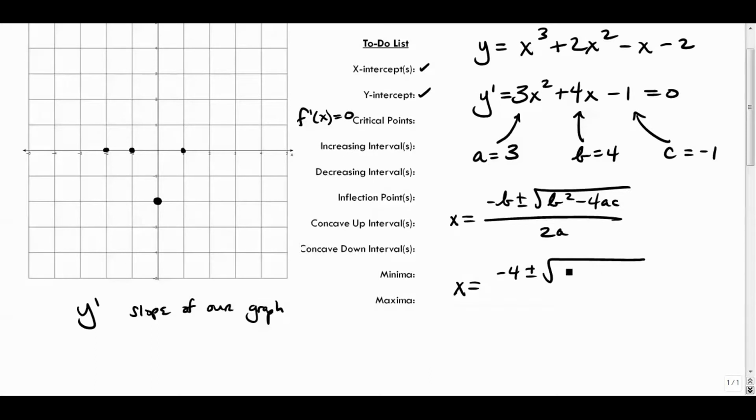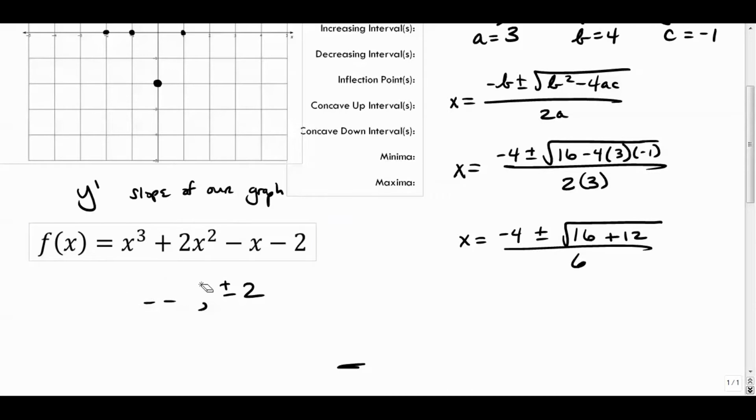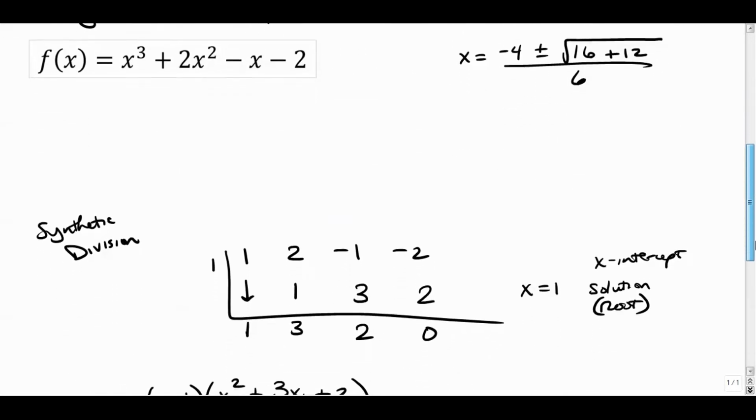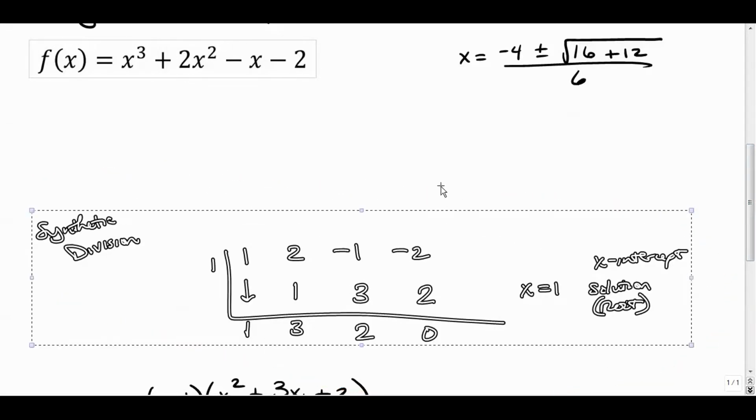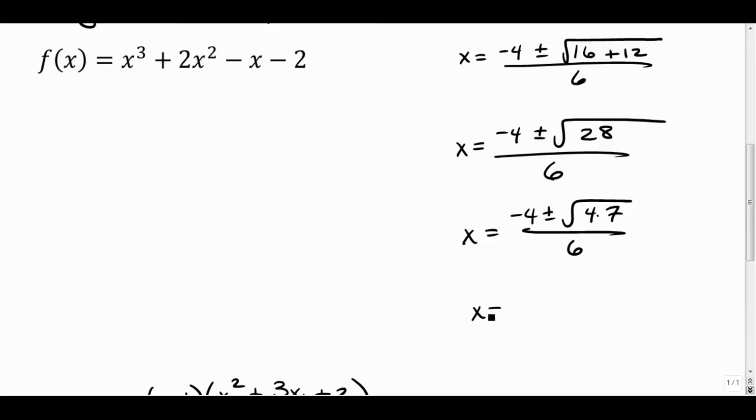-b plus or minus the square root of b squared, which is 16, minus 4 times a times c, all over 2 times a. Simplify. -4 plus or minus the square root of 16 plus 12 over 6. Let's move this over here for a second and clear some of this space out. And let's keep simplifying. -4 plus or minus square root of 28 over 6. Well, you know that 28 can break down into 4 times 7. So we have -4 plus or minus the square root of 4 times the square root of 7 over 6.